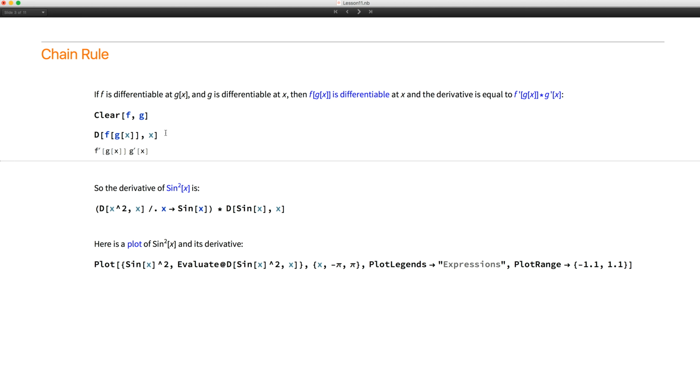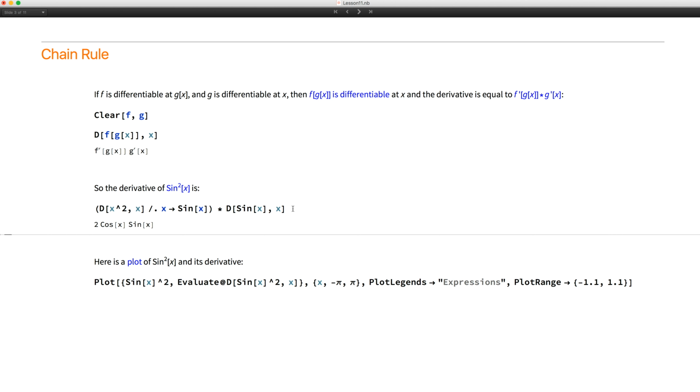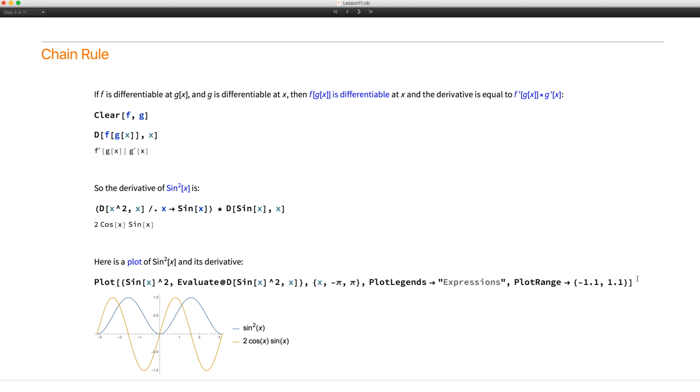So if I said find the derivative of sine squared x, you would first work out the derivative of sine x and then the derivative of x squared and then plug in x with sine x. Okay, and you get back the answer 2 cosine x sine x. So here's a plot of the function and its derivative, and notice that the function sine squared x is always non-negative, but its derivative can be either positive or negative depending upon which portion of the graph you're in.